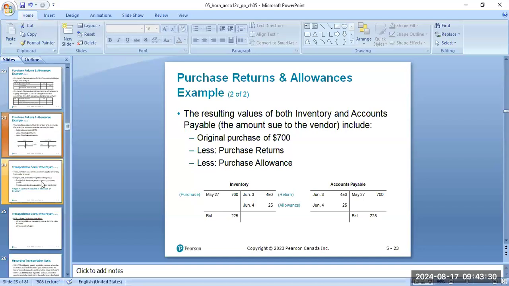Initially, we have to pay $700. But since we return 450, we don't have to pay for those ones. So we have to pay only 250. But we also get allowance of $25. So we have to pay only 225. As you can see, the cost of our inventory matches exactly accounts payable. Let's see the account for accounts payable.